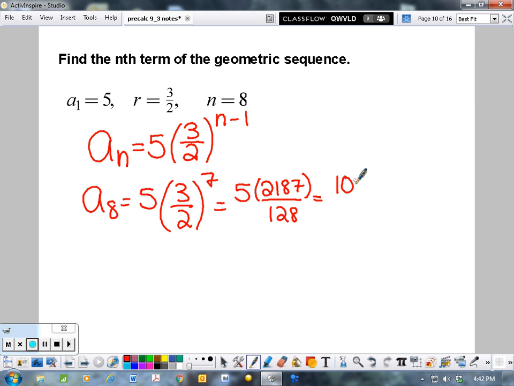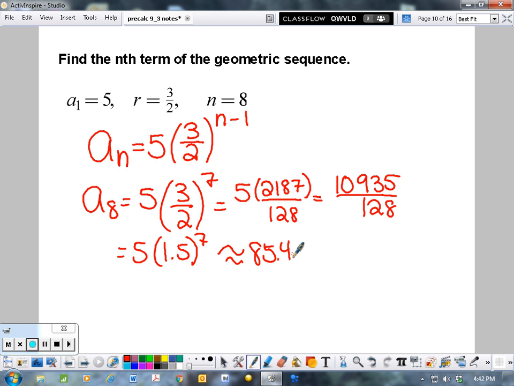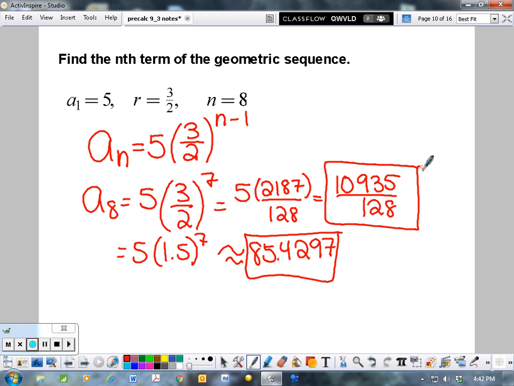So this is 10,935 over 128. Or I can go decimal wise. I could do 5 times 1.5 to the 7th power. So 1.5 to the 7th. And then times by 5, which gives me approximately 85.4297. So again, options, but you're going to find that if you're going to go farther in mathematics, you want to practice working those out with those fractions.